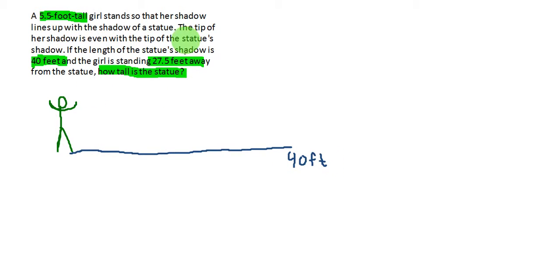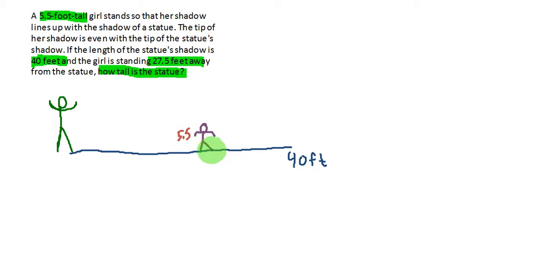Okay, so let's consider the girl for a second. She's standing 27.5 feet away from the statue, so if she were to start at the statue and walk out 27.5 feet, probably somewhere around here, go ahead and draw the girl. She's standing, she's probably a little bit smaller than the statue. We know that she is 5.5 feet in height, so 5.5 feet in height.